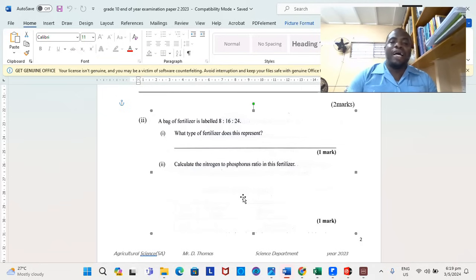The question could have asked you in terms of the nitrogen to potassium. It would have been a 1 to 3, right? So it depends on the question.